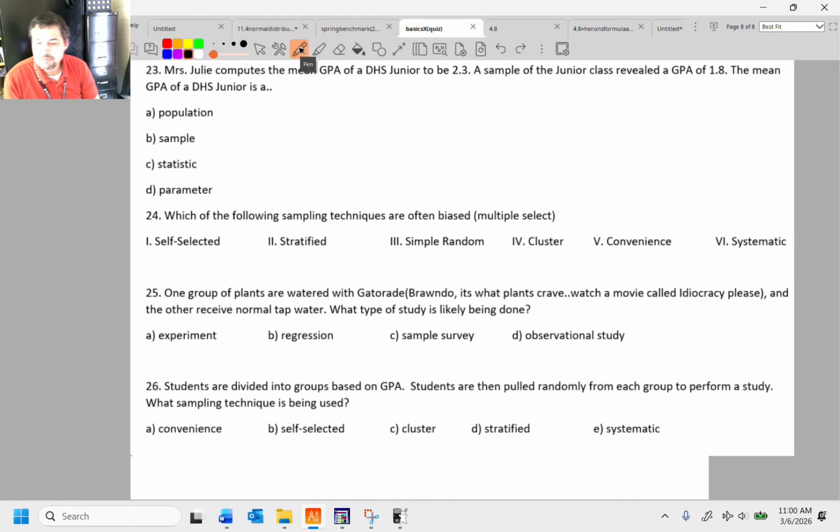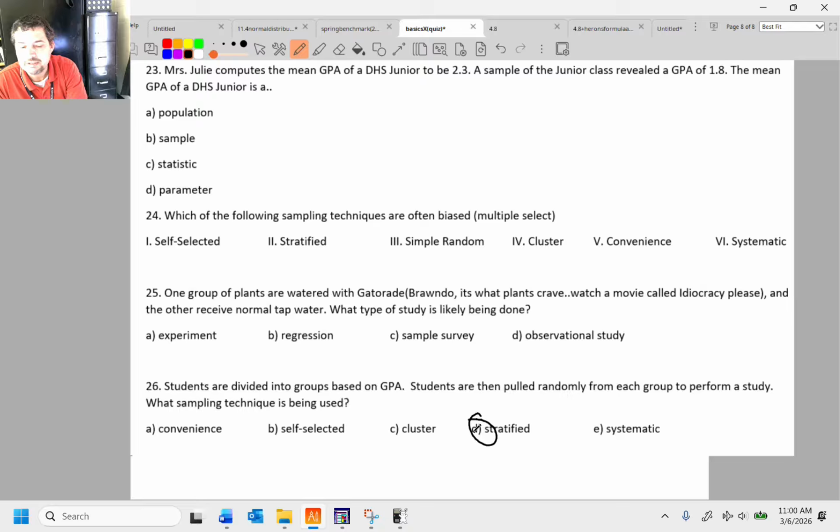Students are divided into groups based on GPA. Students are then randomly pulled from each group to form a study. What sampling technique is being used? So we divide into groups, and then I pulled randomly from each group. That is going to be stratified all day long. That's what stratified is.